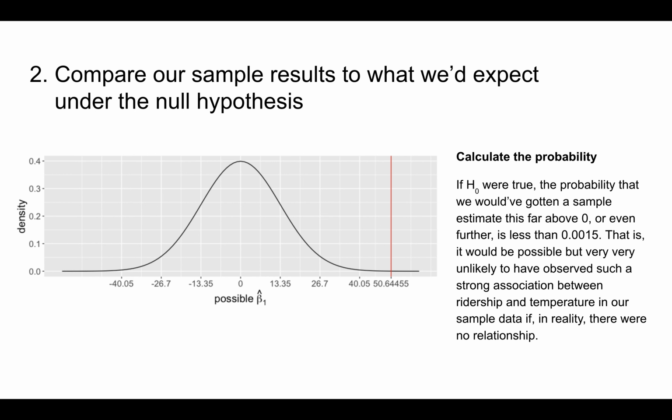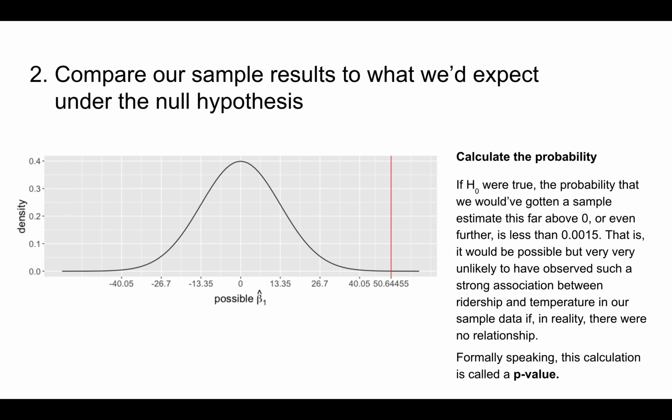That is, it would be possible but very, very unlikely that we would have observed such a strong association between ridership and temperature in our sample data if in reality there were no relationship. This type of probability calculation has a formal name. It's called a p-value.